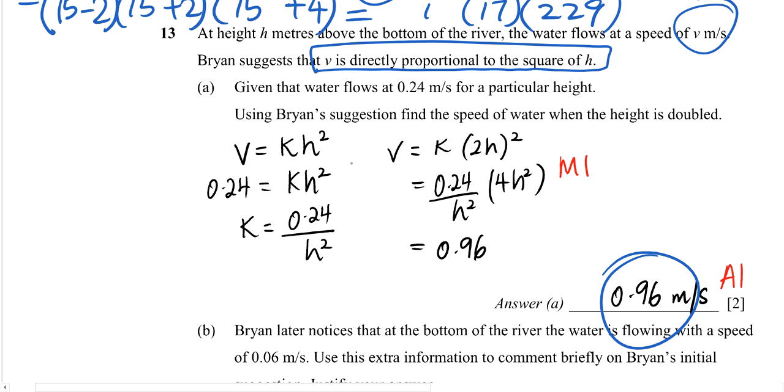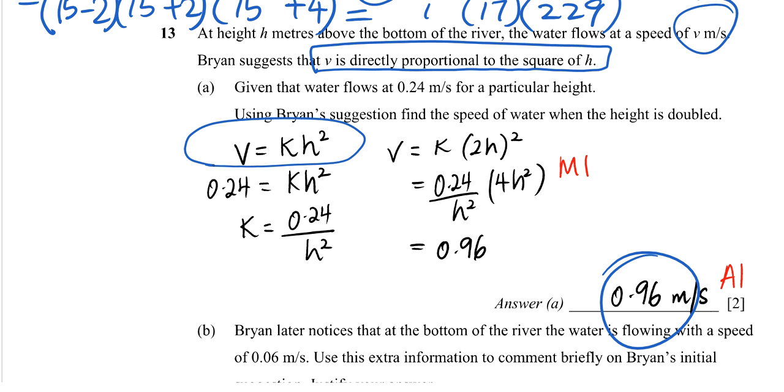Because they say it is proportional, so it is directly proportional. Okay, so this is the general equation that we have. V will be a certain value when H is a certain value. Which one is a constant in this equation? K is a constant. No matter how your H changes, no matter how your V changes, K must be a constant.